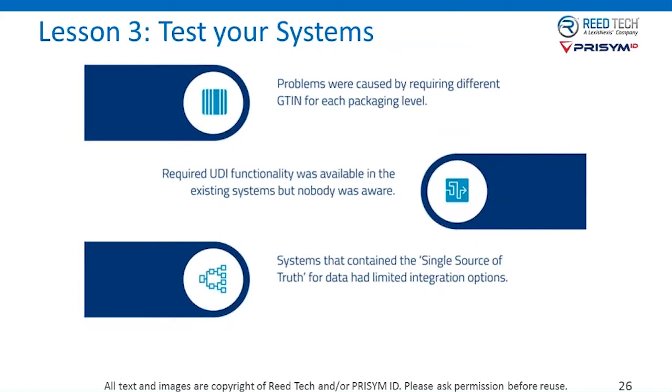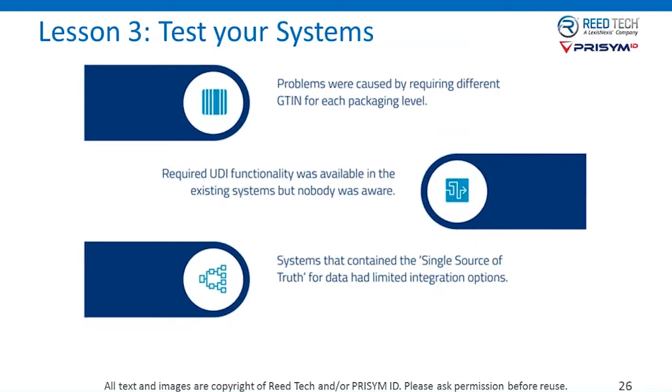The third lesson is around ensuring that your systems are suitable for the implementation that you're planning, and this is definitely something you need to do as early as possible. It may be that some of your systems and old processes are not really capable of meeting the new requirements. For FDA UDI, we found some companies needed new systems, had to have systems updated, and needed additional validation and training, so again, it all takes time.